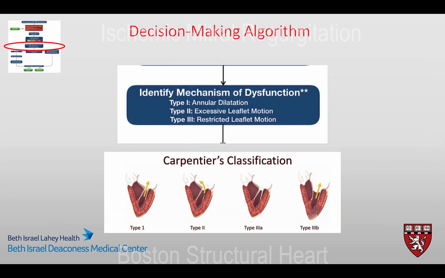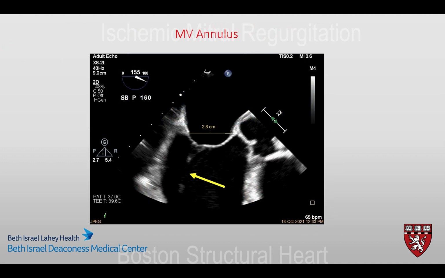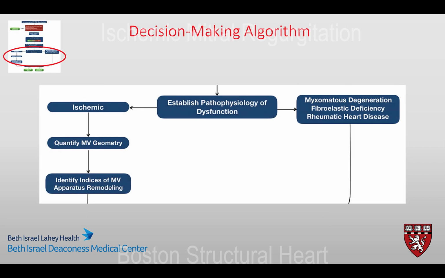So again, looking at our decision-making algorithm, our next step would be to identify the mechanism of dysfunction. And again, we do this according to Carpentier's classification. With our patient, we can see that there was no excessive leaflet motion. The annulus was not dilated. However, there was some evidence of leaflet tethering. So we classified this again as a type 3B dysfunction. And in terms of establishing the pathophysiology of dysfunction in this patient, it is ischemic in nature. So our next step is to quantify valve geometry and identify indices of mitral valve remodeling.